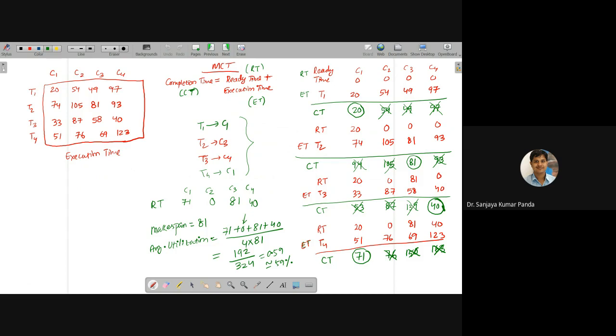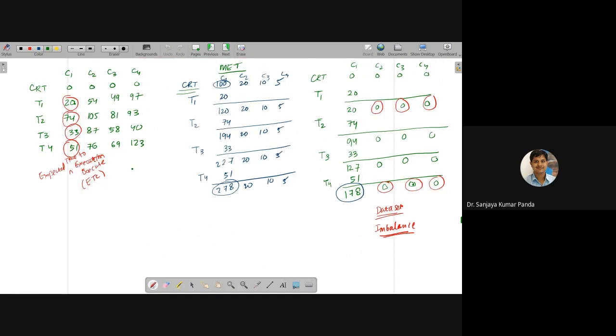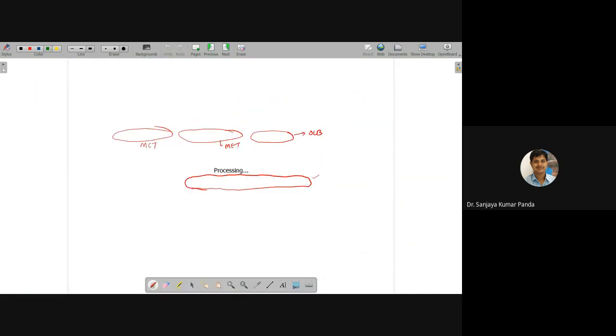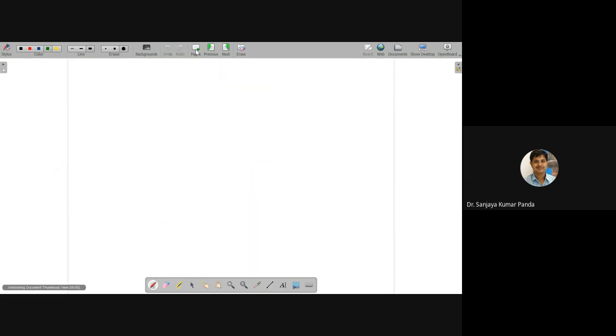Can you reiterate this example by taking ready time? What ready time have we taken in the previous case? I think we have taken 100, 20, 10, and 5 for C1, C2, C3, and C4. So try this one. Do the same example with C1, C2, C3, C4 ready times of 100, 20, 10, and 5 respectively. Otherwise, let me write a fresh page so that it will be more clear.